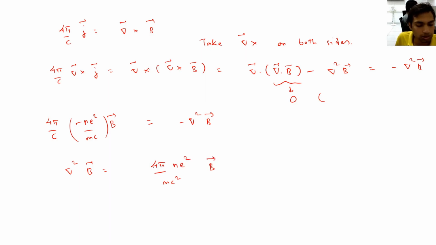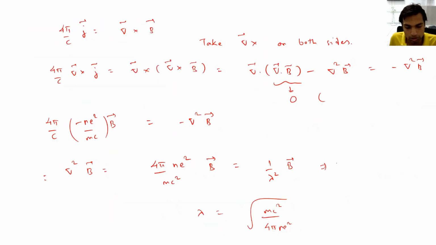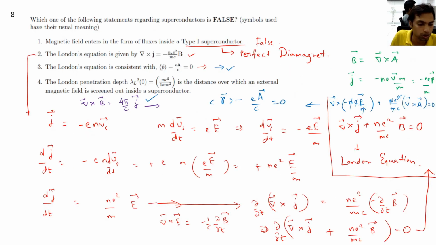So here you see this has a unit of 1 over r square, so we can write it as 1 over lambda square B. So lambda is nothing but the square root of mc square over 4π n square. So this is your penetration depth. Basically, lambda square is equal to mc square over 4π n square. So this statement is also correct.